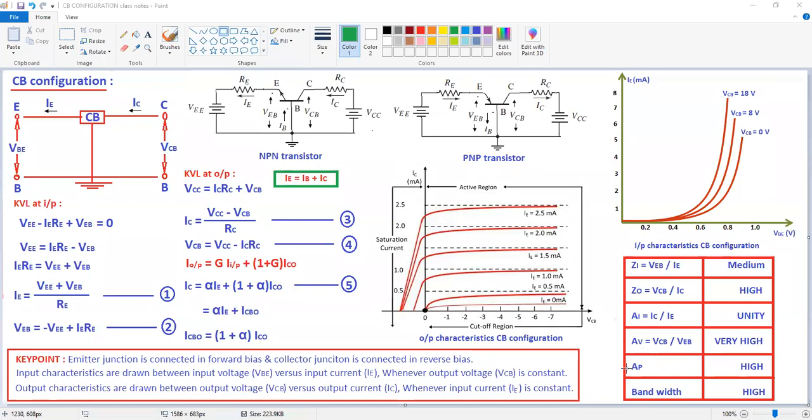And then power gain. Power is voltage times current, so it is unity into very high, which becomes a high value. Power gain is high, and bandwidth is also high. These are the common base configuration's input impedance, output impedance, current gain, voltage gain, power gain, and bandwidth.